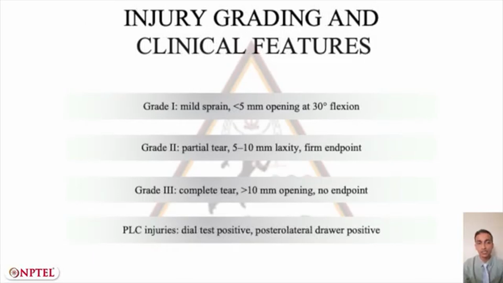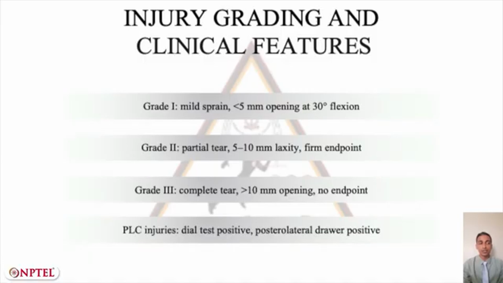The grading of LCL injury is quite similar to MCL injury grade. Grade 1 LCL injuries show mild tenderness and less than 5 mm opening, with the clinician providing a varus stress at 30 degrees of knee flexion. Grade 2 injury shows partial tear with 5 to 10 mm opening and a firm endpoint. Grade 3 indicates a complete tear with more than 10 mm laxity and no endpoint. As discussed previously, no endpoint means a complete rupture of the underlying ligament.